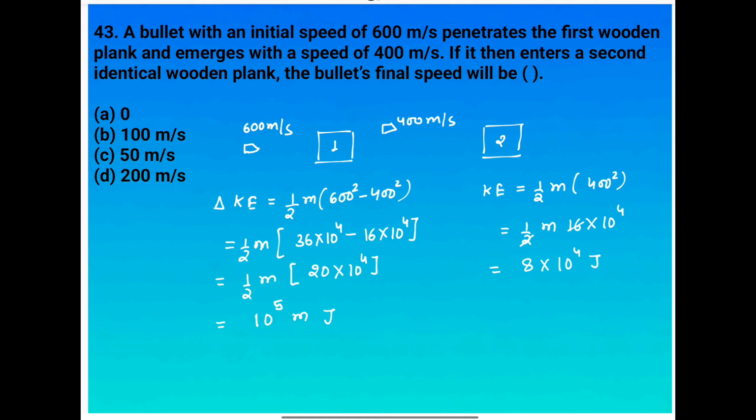So this energy is less as compared to the energy required. So when the bullet hits the second block, it will not penetrate because its energy is less as compared to the required energy. So the final velocity of the bullet will be 0 meter per second. It will stay inside the block. So option A is correct.